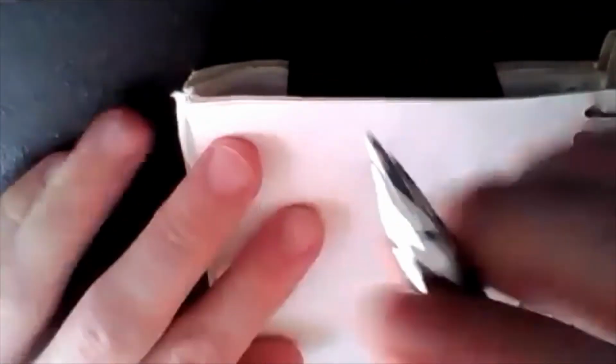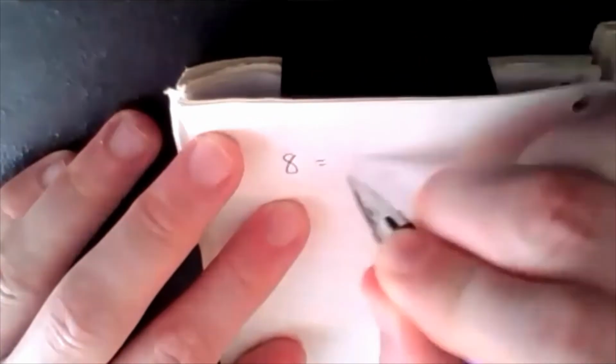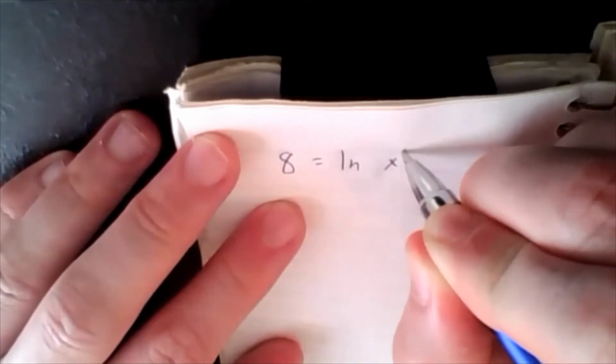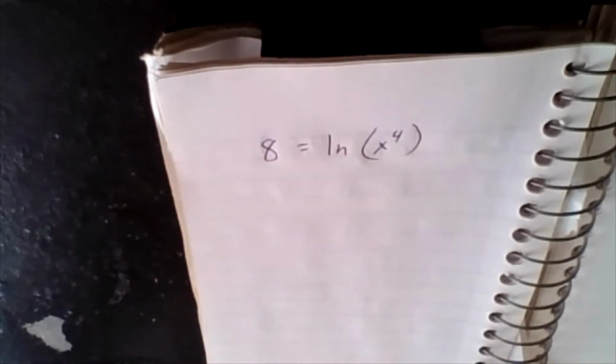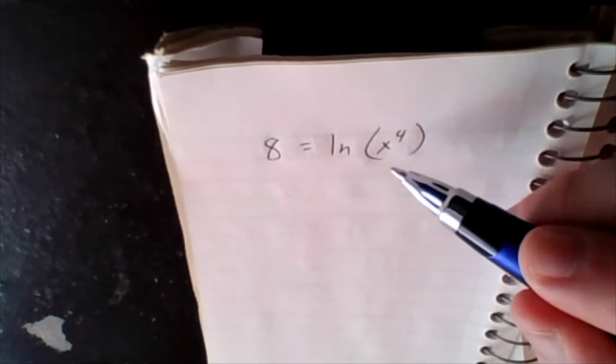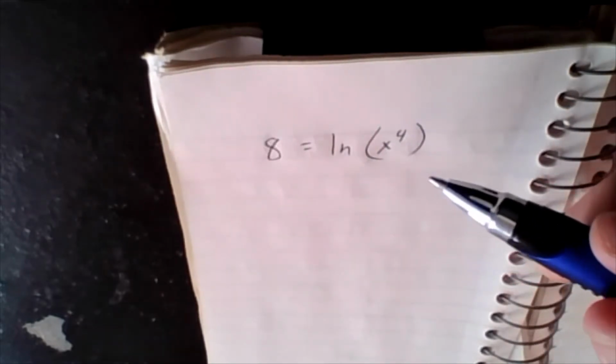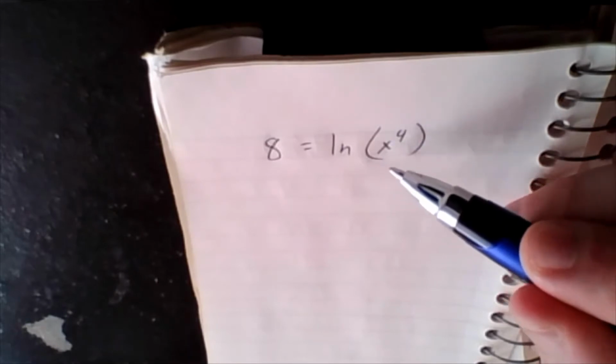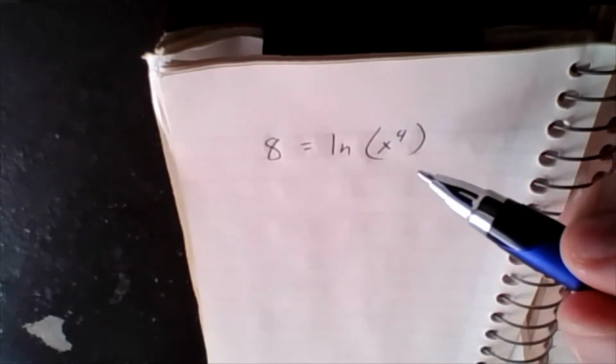Now let's look at that last homework problem. We have 8 equal to the natural log of x to the power 4. Now, for this problem, it is tempting to try that same exponent trick. However, because we're raising x to an even power, I could have a negative value for x here.